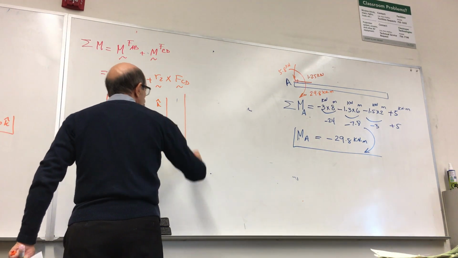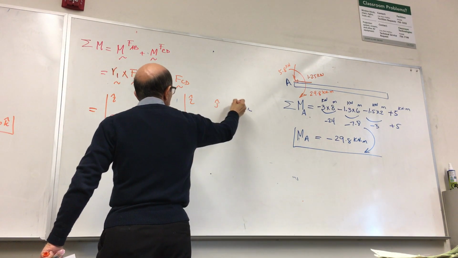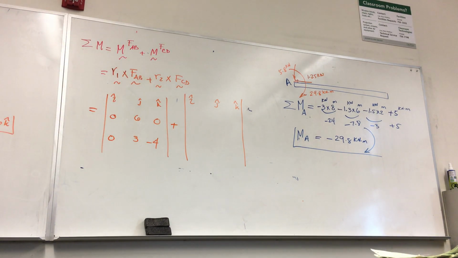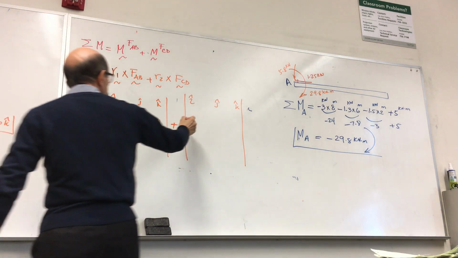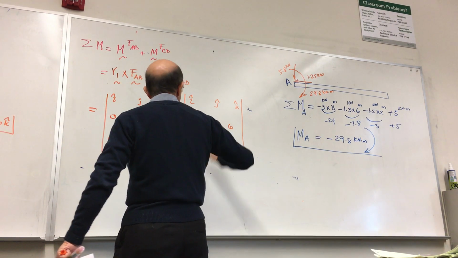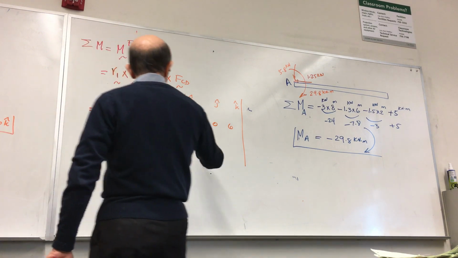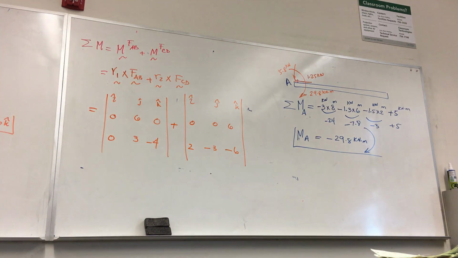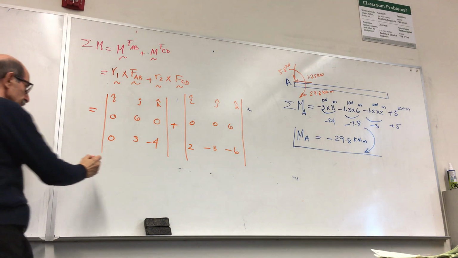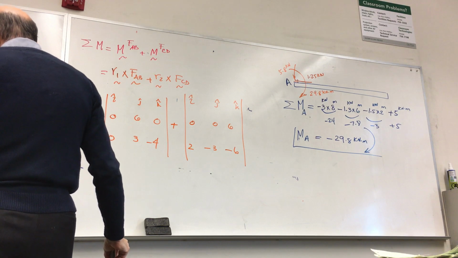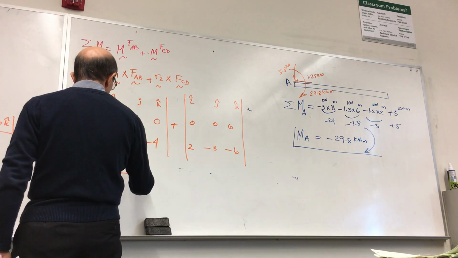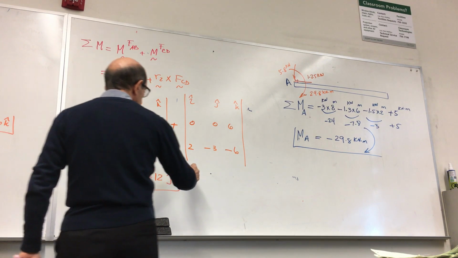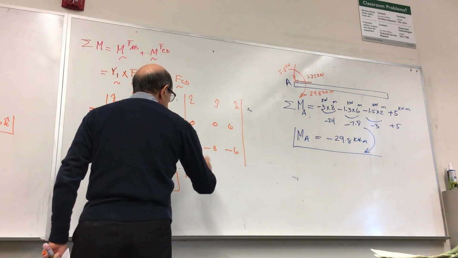Plus, how about this one? I, J, K. Position vector is R2, which is simply 6K. So 0, 0, 6, and this is the force, 2, negative 3, negative 6. Expand these two, add them up, and you end up with negative 6I plus 12J. So that would be kilonewton meter.